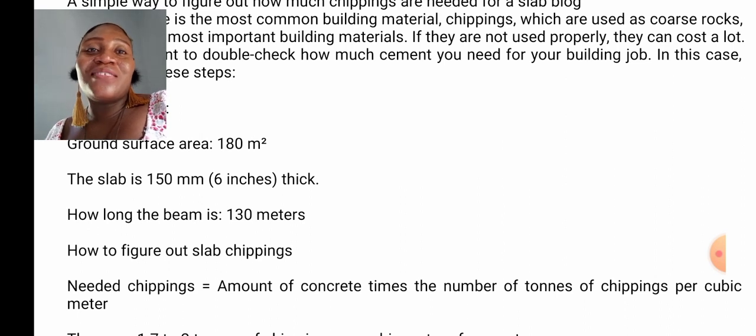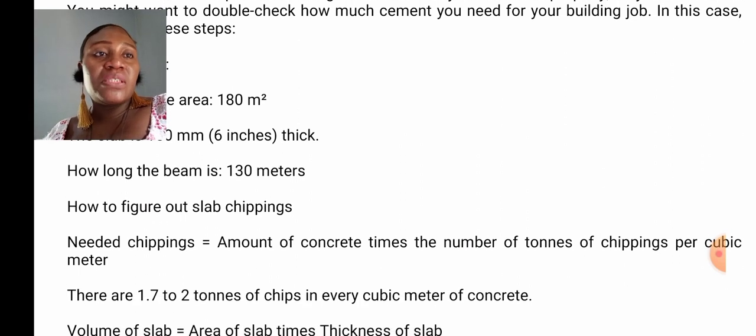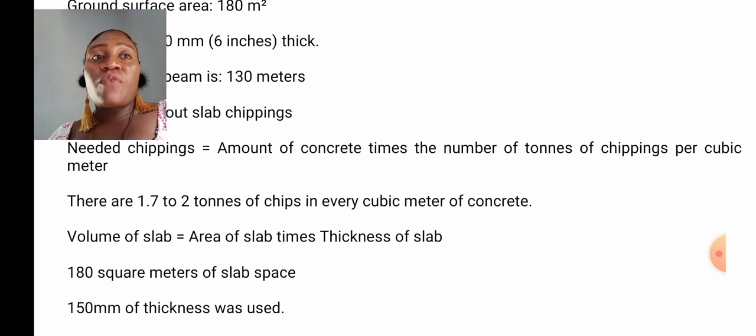How to figure out slab chipping? The needed chipping equals the amount of concrete times the number of tons of chipping per cubic meter. There are 1.7 to 2 tons of chipping in every cubic meter of concrete.